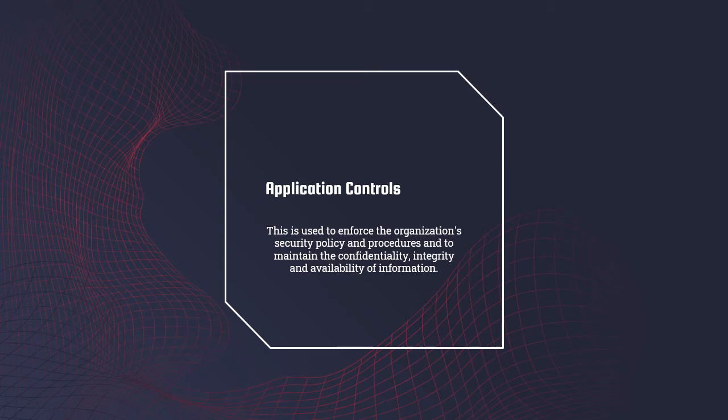Application controls. Application controls are used to enforce the organization's security policy and procedures, and to maintain the confidentiality, integrity, and availability of information. Application security involves the input to the system, the data being processed, and the output of the system. Some key features of the application controls are to automatically identify trusted software that has authorization to run, to eliminate unknown and unwanted applications, to reduce the risk and cost associated with malware, and to improve the overall network stability.